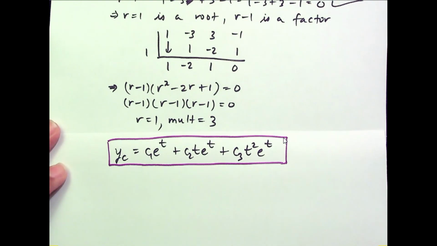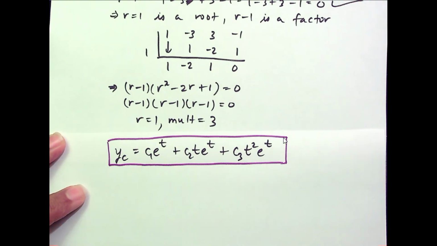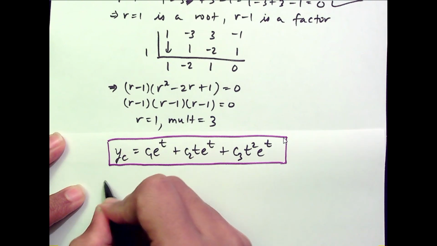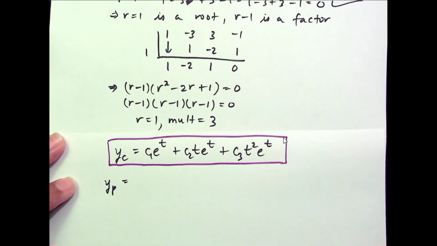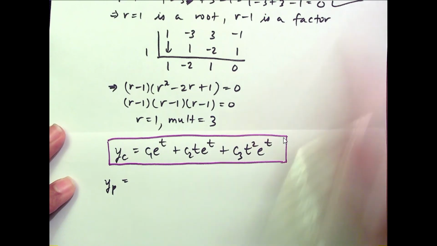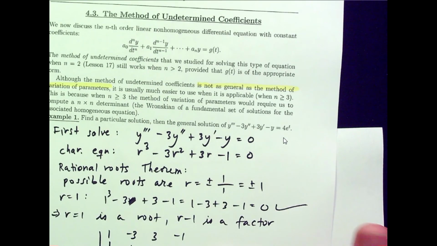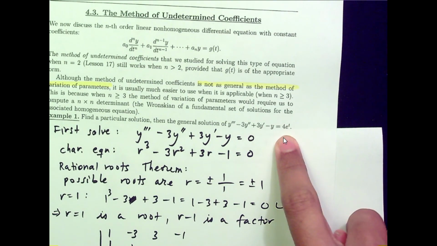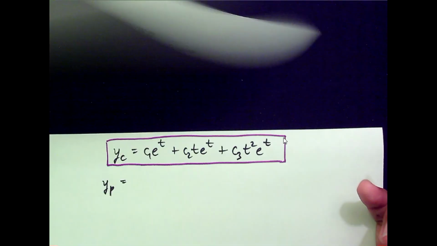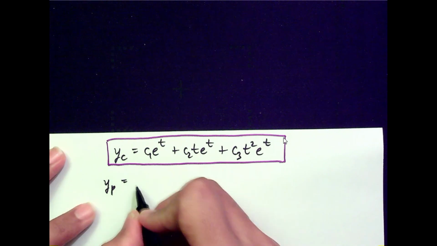Okay, so that is a complementary solution. Now we're going to guess a particular solution. Remember, this method of undetermined coefficients is just the educated guess method. So we're going to make the educated guess based on the non-homogeneous term, that is a constant times e to the t. So the guess should also be a constant times e to the t.